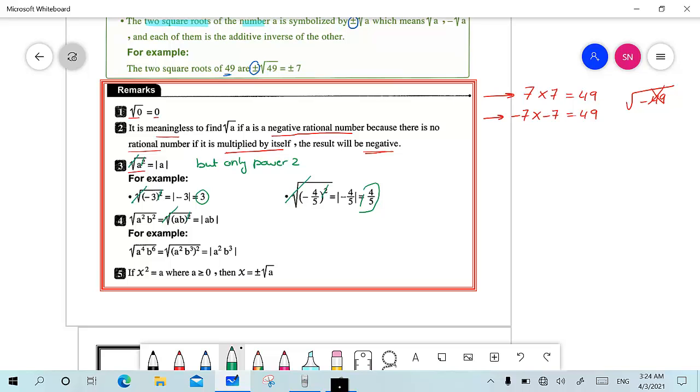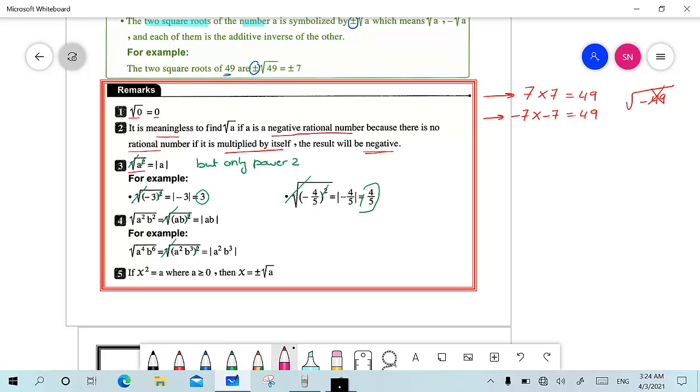Let's have an example here. If I have a square root of a to the power of 4 b to the power of 6, this is equal to a to the power of 2 b to the power of 3 all raised to the power of 2. The square root cancels power 2, so it is the absolute value of a squared b to the power of 3. We can say that, or we can do it another way.